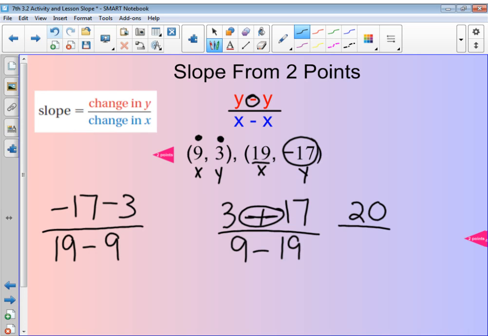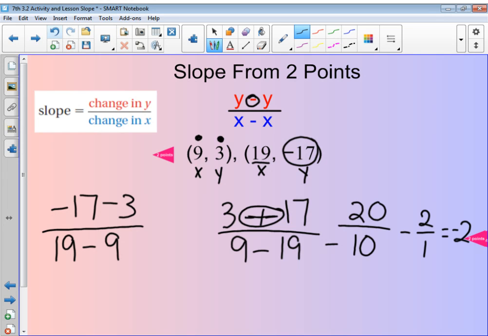19 is larger, so it's going to be a negative, and those are different, so subtract 10. When I reduce that down, 10 would go into each of those, which would give me 2 over 1. And there was one negative sign, it's a negative 2 over 1 or a negative 2.